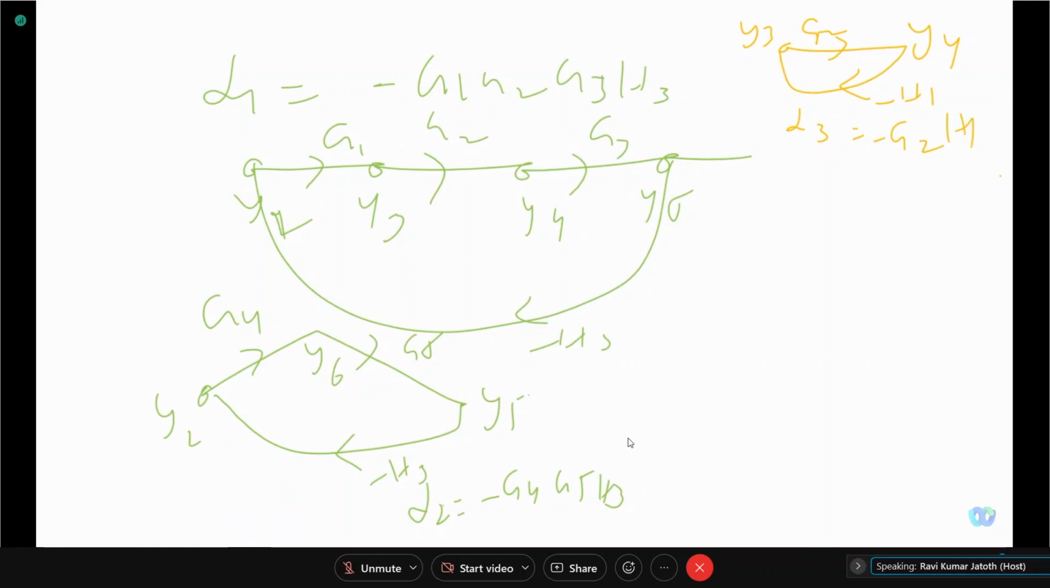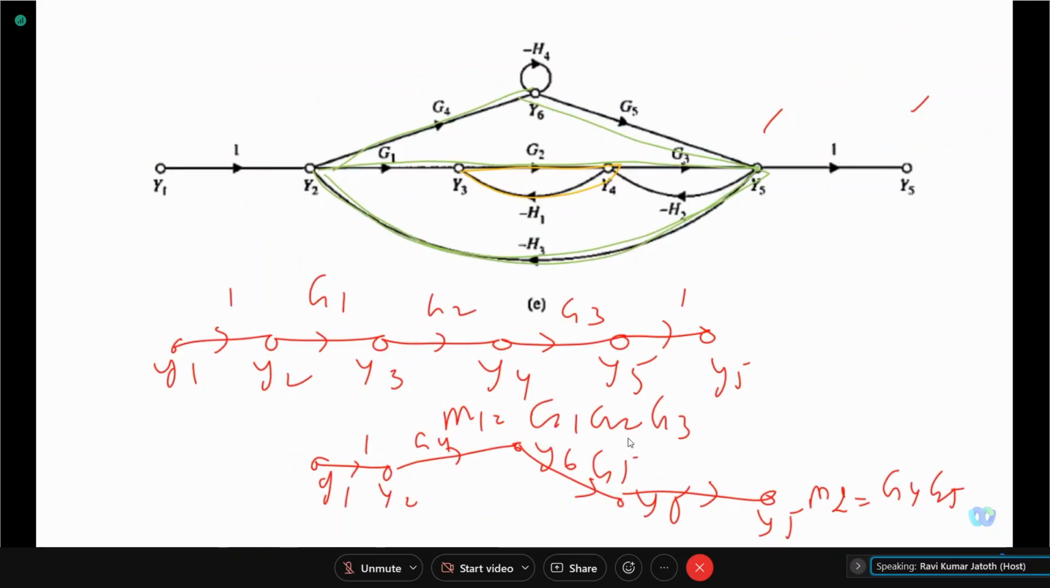Right. And what about the other loop? Like Y3, is there any other possibility? Starting at Y3 and again ending at Y3? No, na? No, sir. And Y4? Y4, Y5, Y4.